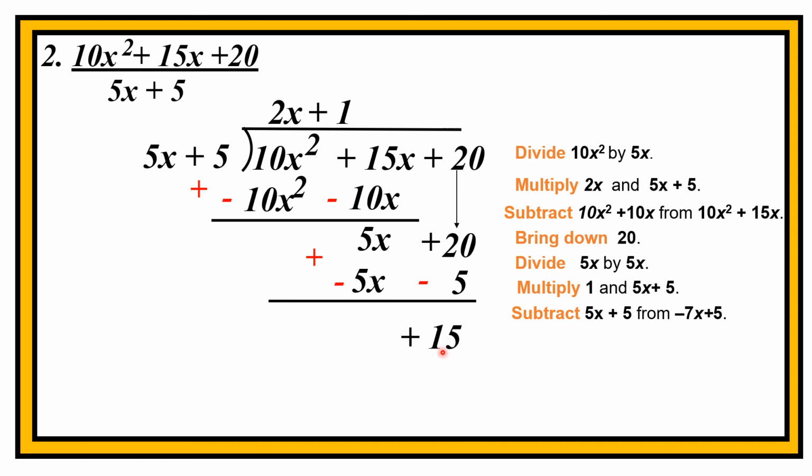So ito, remainder na natin kasi hindi na tayo pwedeng mag-divide sa 5x. So, 15 divided by 5x, hindi na natin pwedeng i-divide. So, ito na yung remainder. So, pag sinulat ang remainder plus 15, then copy lang natin yung divisor. So, we have 5x plus 5. So, the final answer is 2x plus 1 plus 15 over 5x plus 5.